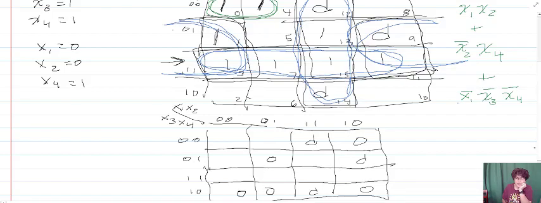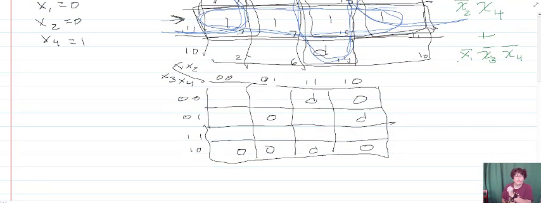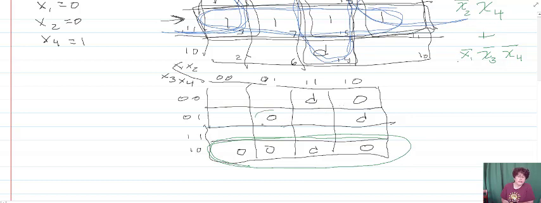Okay, so now we want to cover this with as few circles and as big circles as possible. So group of 8, no. Group of 4, yes. Okay, so let's see. We have these two zeros left. Well, how can we get them? Well, this 0 is not included with anything else. There's nothing else adjacent to it. So it's going to be all by itself.